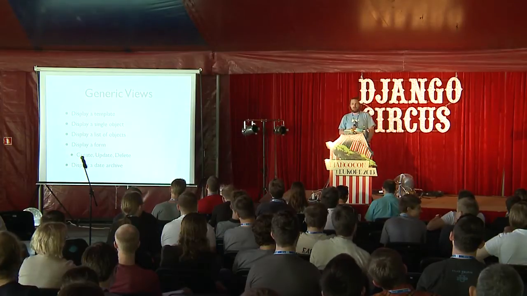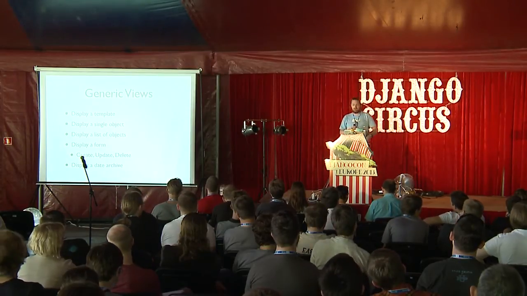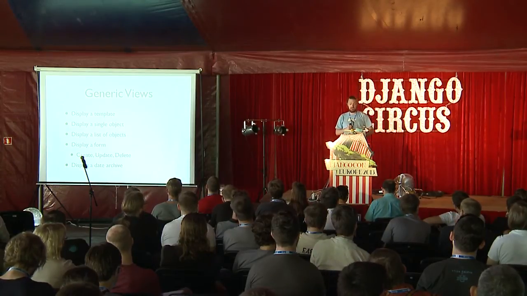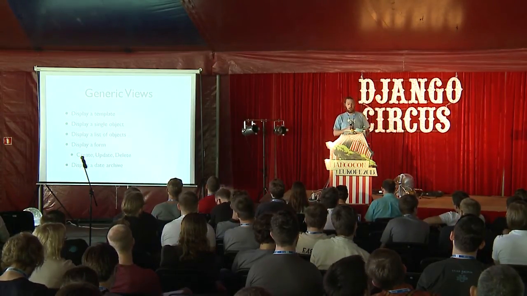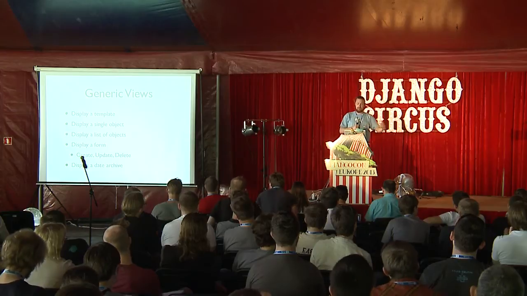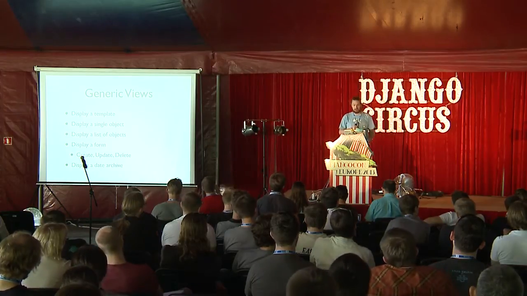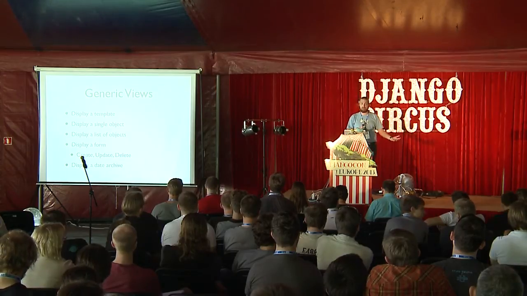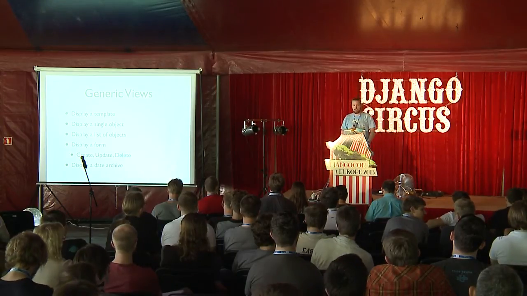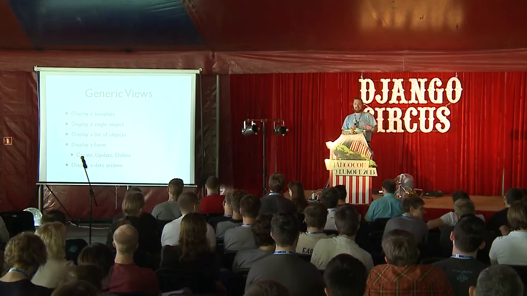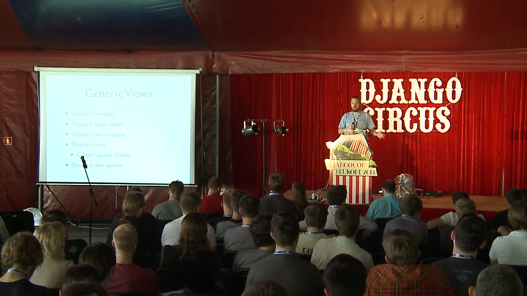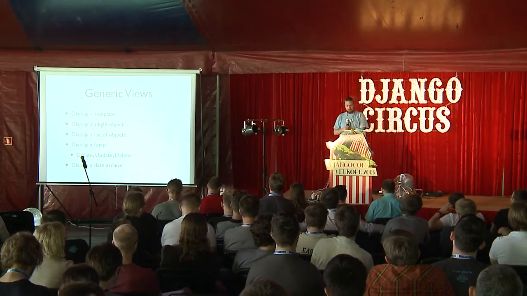We have generic views. We have a lot of common things we need to do. We need to display a template. We need to display a single object on the page. We need to display a list of objects on a page. We need to display a form that can process in some way your CRUD operations. You need to be able to display an archive of content on a date archive basis. These are all sort of things that have come directly from the CMS-like needs of a journalism organisation circa 2005.